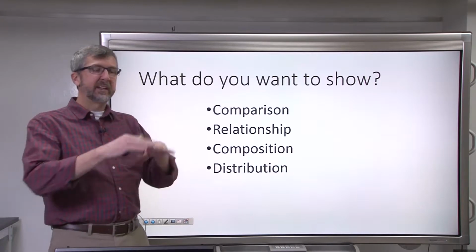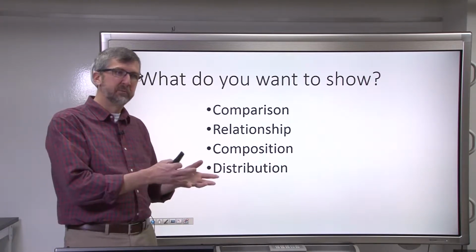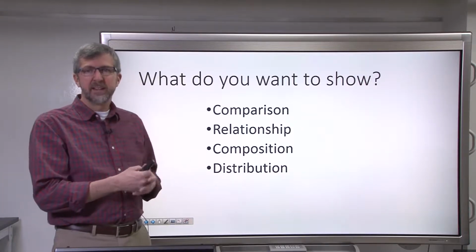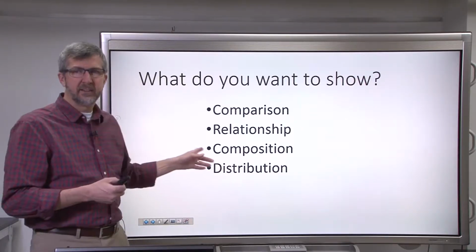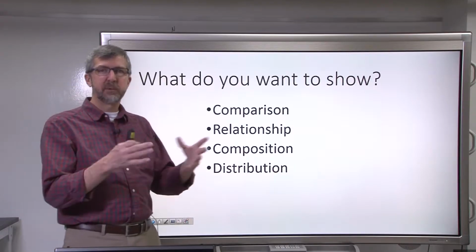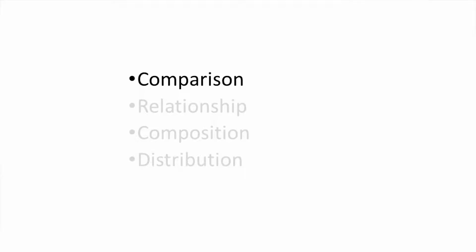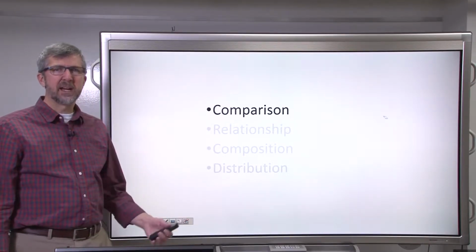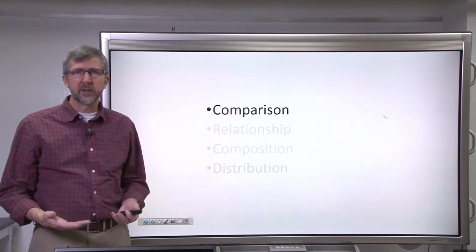Composition is looking at the data as a whole: what percentage is responsible by one particular category or another. And distribution. Distribution is looking at the shape of a large data set. If your data has multiple categories, you're probably going to first want to do a comparison chart. This is the most common type of chart that you'll start with.